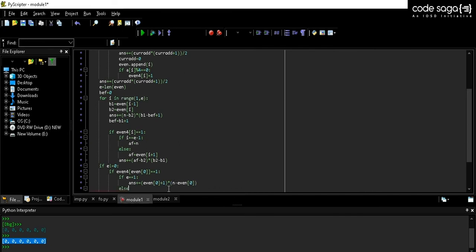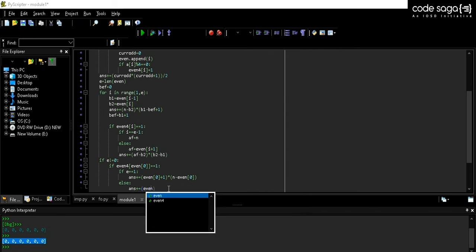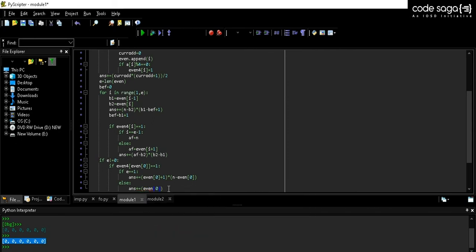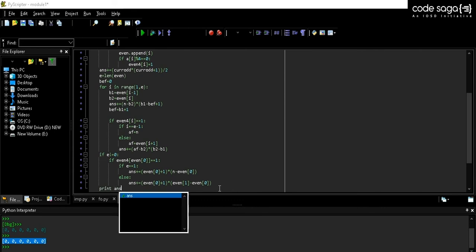But why we are putting this if e equal to 1 is because in the next one we'll take it till the next even number that we find. Even[0] plus 1 will remain the same, but rather than n, this will become even[1] minus even[0]. And if we had just put this and it had only one element, we would get a runtime error, as even[1] would not exist. And that will be your answer for this question.